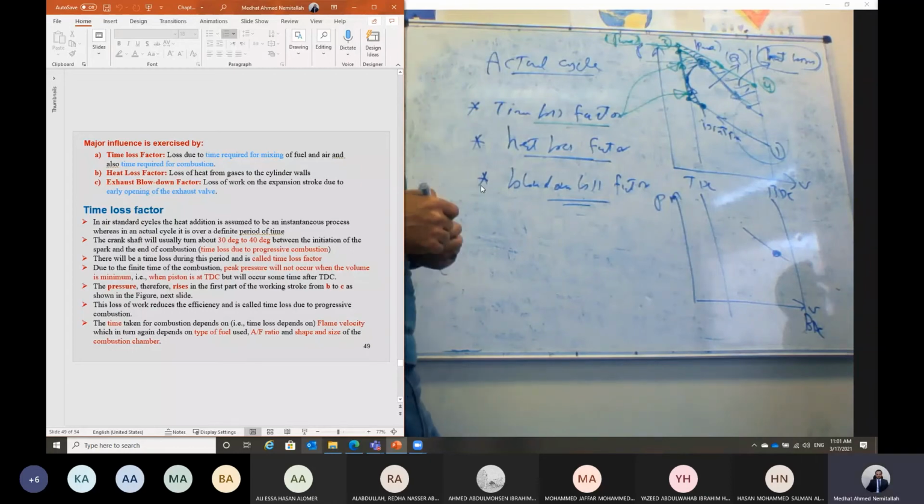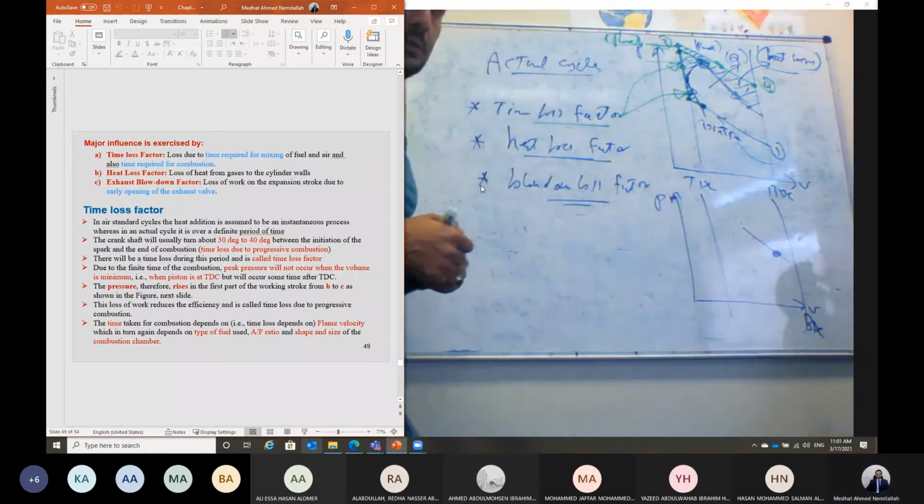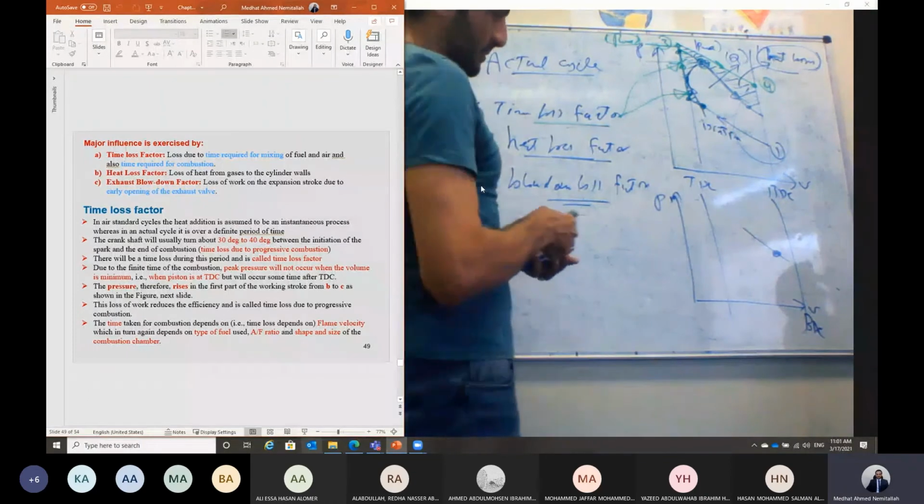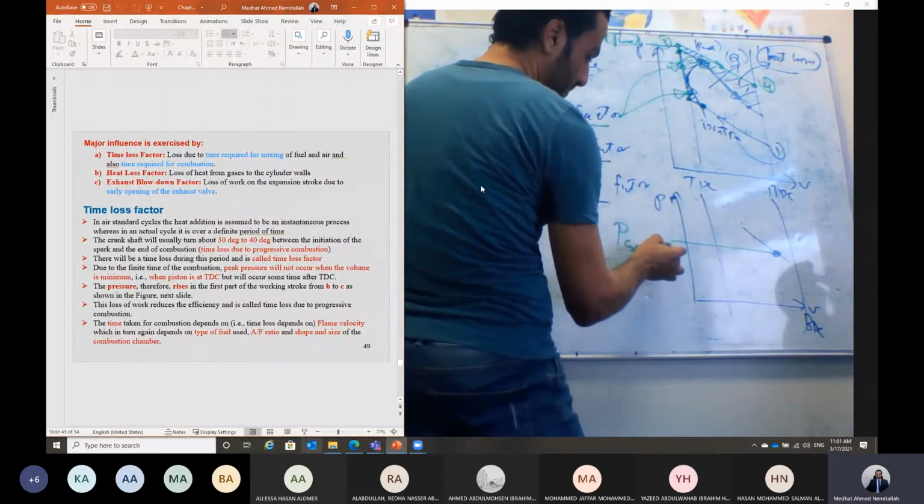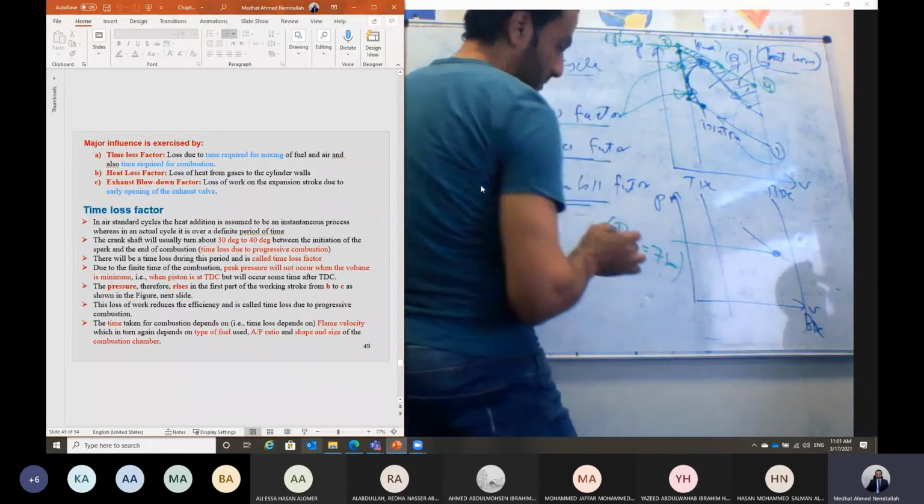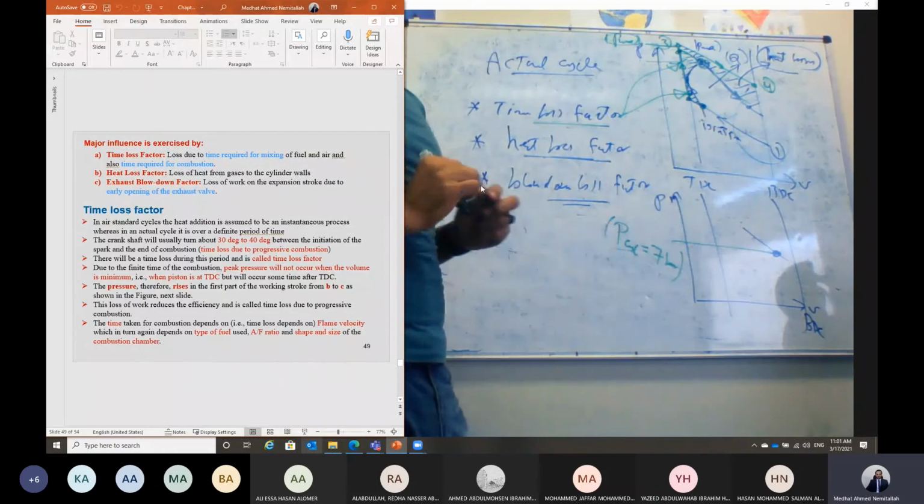Why we should do it? Why don't we open it at the bottom dead center? Like the fuel-air cycle. In this case, guys, the pressure at this point inside the cylinder is about 7 bar. Okay, this we call early opening of the exhaust valve.